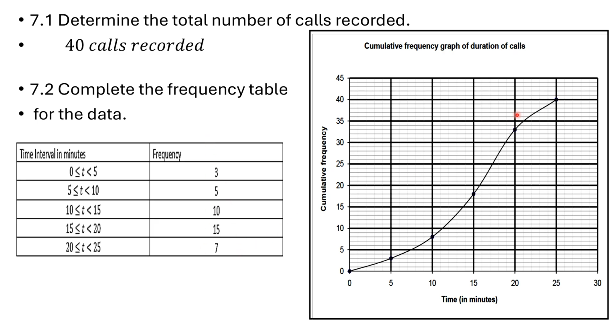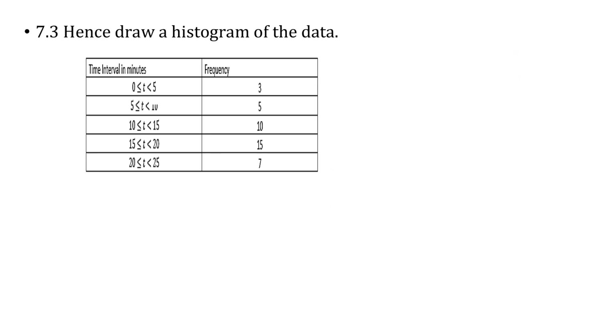So that is how I get my frequency from an ogive. Very important that you know this. 7.3, draw a histogram of the data. So the data we got was 3, 5, 10, 15, 7 for frequency. And those are my intervals: 0 till before 5, 5 till before 10, 10 till before 15, etc.